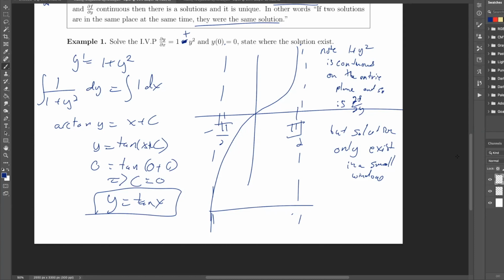Third line out. 0 equals tangent of x plus c. And then here to solve for c, I'm plugging in my initial condition. 0 equals tangent of 0, so 0 for y equals tangent of 0 for c. Okay. All right.